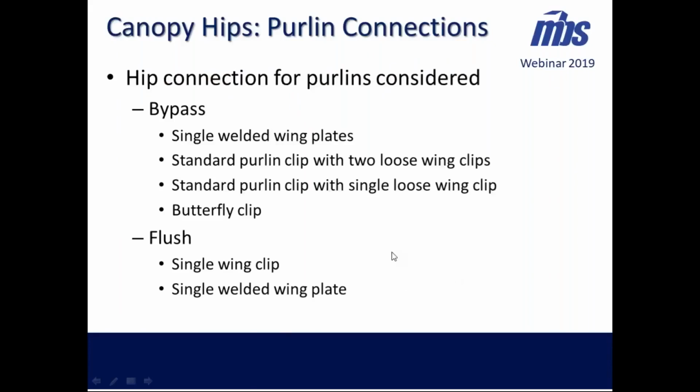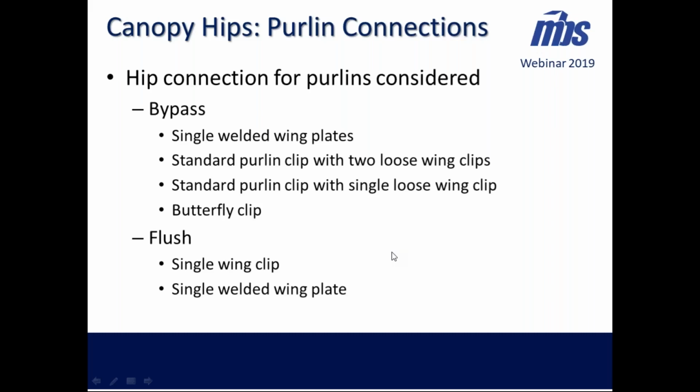Okay. Next, we're talking about the fun part. We're talking about purlins attaching to the hip beam. We have the case for bypass and we have flush. We'll see illustrations later, but for the bypass, we're talking maybe there's a single welded wing plate, or you could use the standard Purlin clip and bolt on there two loose wing clips. Maybe you use one loose wing clip bolted to your standard Purlin clip. And lastly, the one that everybody loves is a butterfly clip.